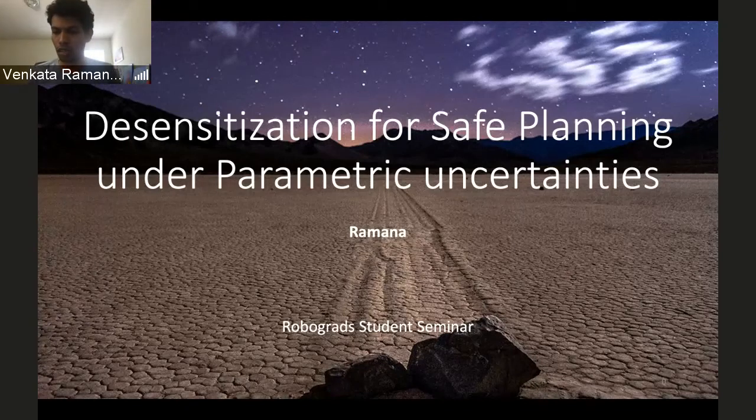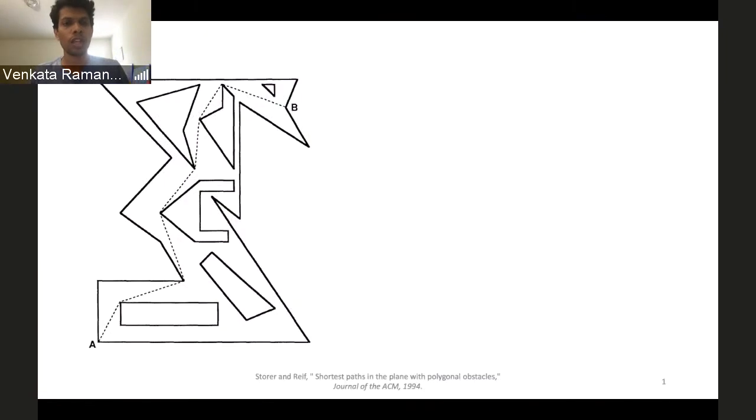So let's just jump right into the topic. The first motivating example is essentially finding an optimal path in a polygonal environment. And we all know that the optimal path lies in the visibility graph in this situation, which means that the optimal path comes really close to the obstacles that are present in the environment.